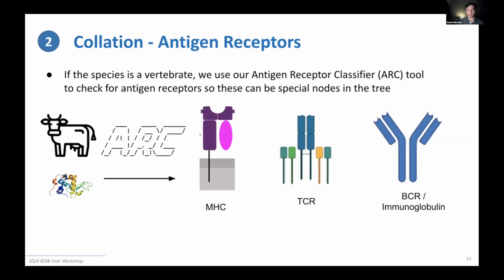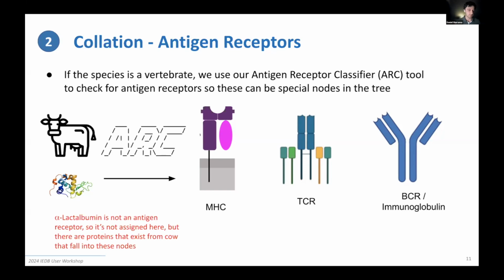It's vital that we do this because UniProt does not handle these things well, because of the extreme variability with these receptor antigens. In this example, alpha-lactalbumin is not an antigen receptor, so we just skip this and we use the process that I talked about before.